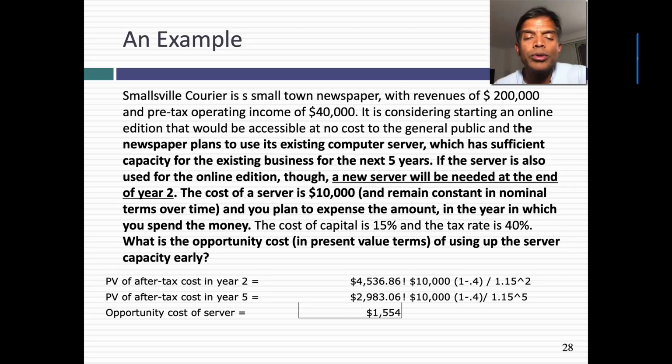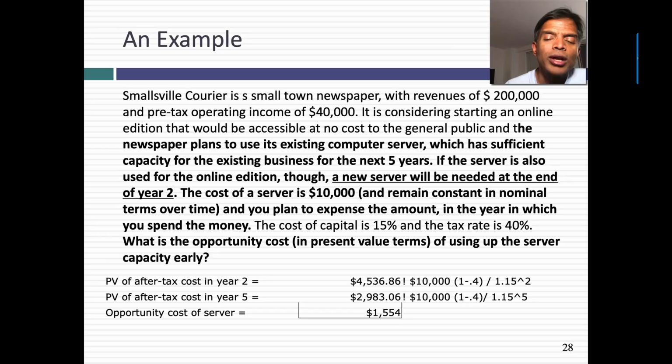There's a newspaper with revenues of 200,000 and operating income of 40,000. It's considering starting an online edition, which will use up some of their existing server. They have the capacity right now, but if they start this project, you will need a new server in year 2 instead of year 5. So you're going to have to spend money earlier rather than later. In this case, you're expensing the cost of the server. You're spending 10,000 in year 2 or 10,000 in year 5. You discount them both back to today. The difference in present values is 1,554.